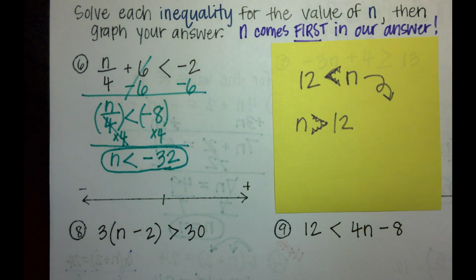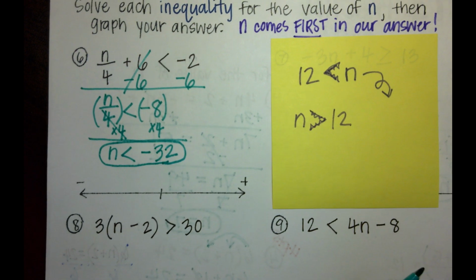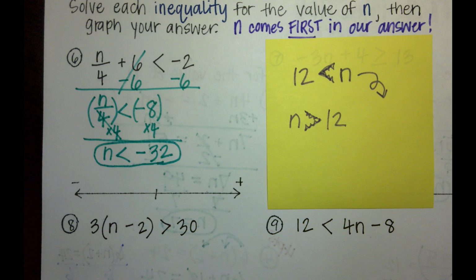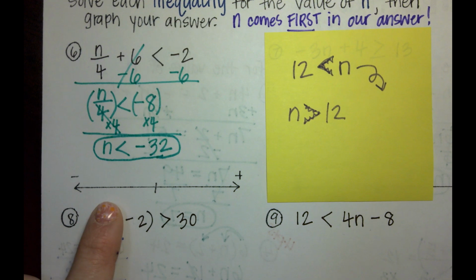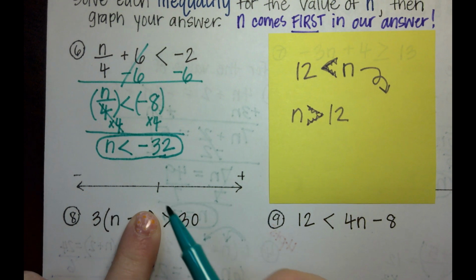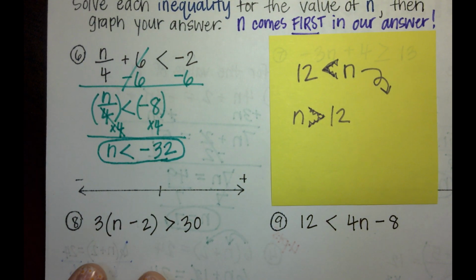Any questions before we do the graph? And at any point, if I am going too fast, please tell me. Okay, I don't want anybody to be getting behind. So we have our answer, n is less than negative 32. What do I do first on my graph?